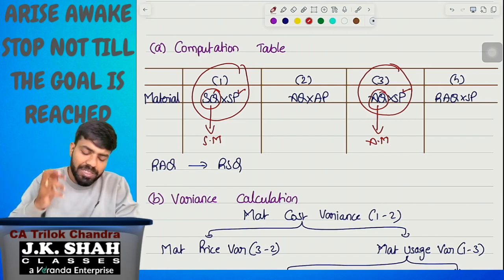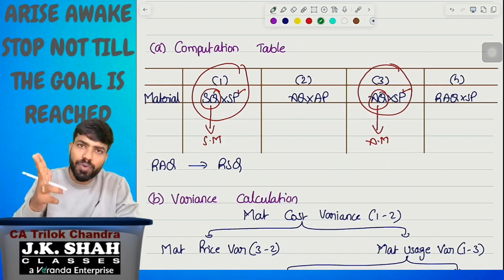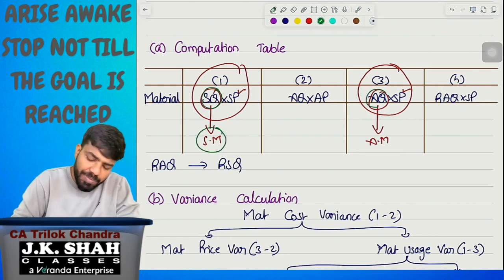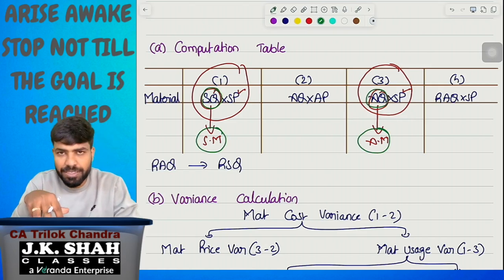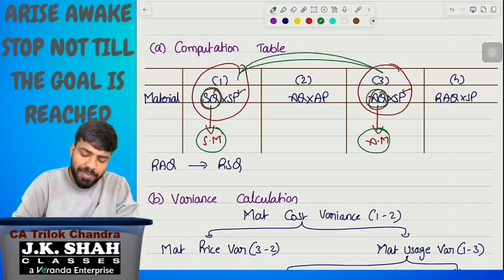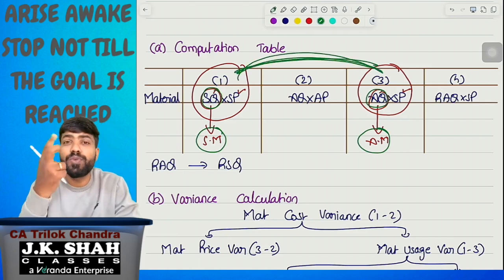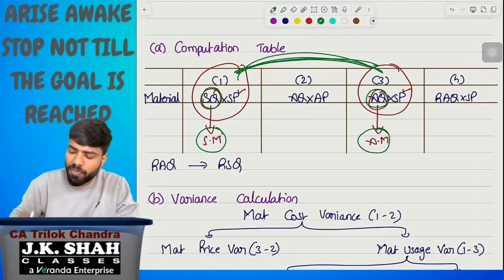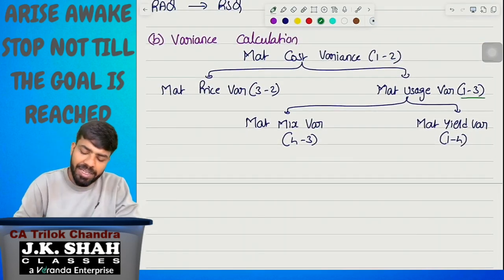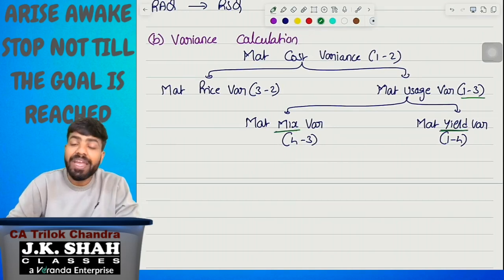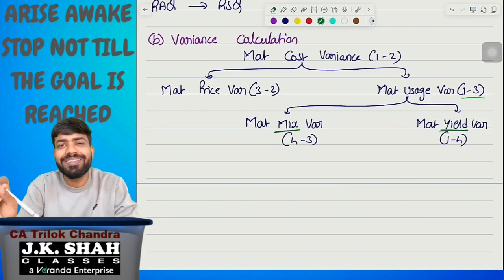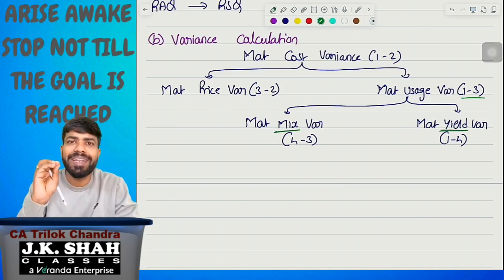So the difference is because of two reasons. One is because of quantity and one more is because of mix. So the first and third column difference is because of two reasons, quantity and mix variance. So that 1 minus 3, again we are classifying into how much is because of mix variance and how much is because of yield variance. Mix variance formula is 4 minus 3.